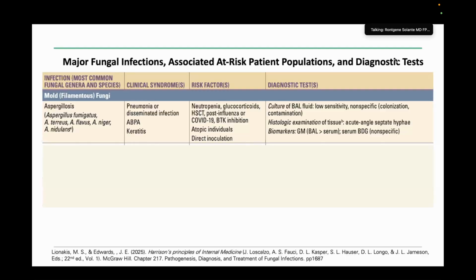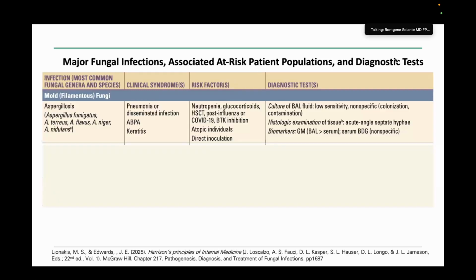Then we also have a form of aspergillosis, like your acute bronchopulmonary aspergillosis and keratitis, that is also common among atopic individuals, while for keratitis usually results from direct inoculation of an infected part of our body, and that can also cause morbidity.